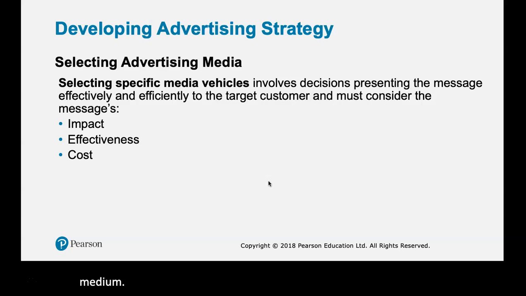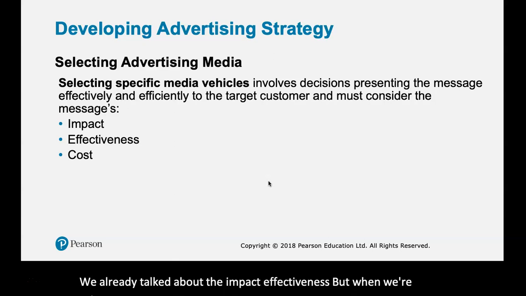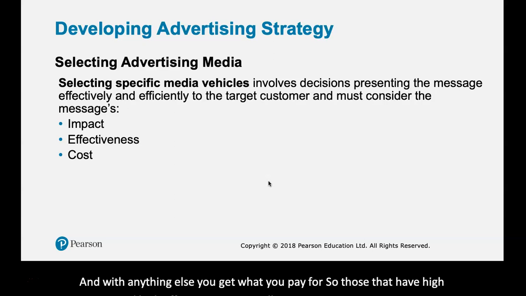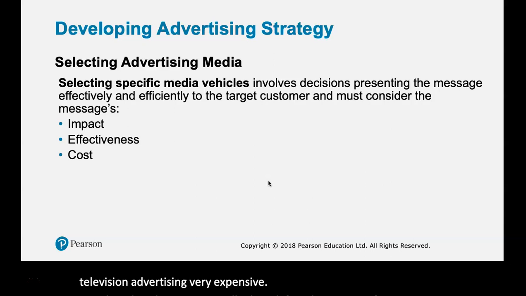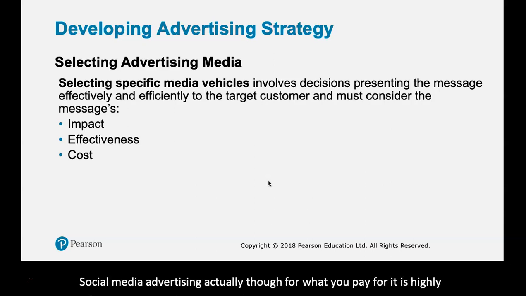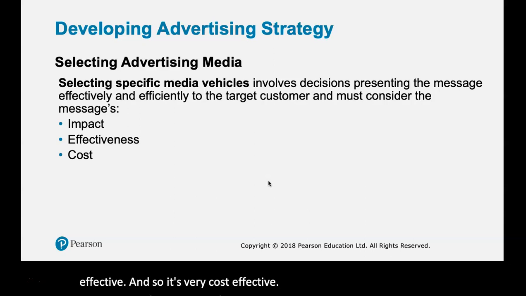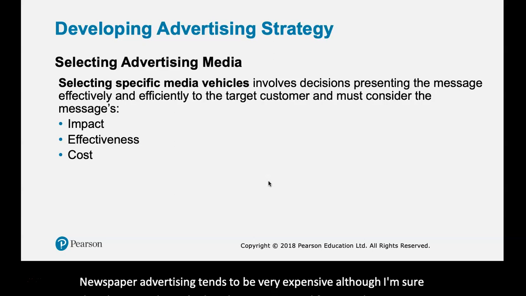We already talked about the impact, effectiveness, but when we're selecting a specific media, we also have to look at cost. And with anything else, you get what you pay for. So those that have high impact and high effectiveness generally are very expensive. Television advertising, very expensive. Social media advertising, actually, though, for what you pay for it, is highly effective, and so it's very cost effective. Newspaper advertising tends to be very expensive, although I'm sure that the rates, I haven't placed a newspaper ad for years, but I'm sure the rates have gone down since readership is down.